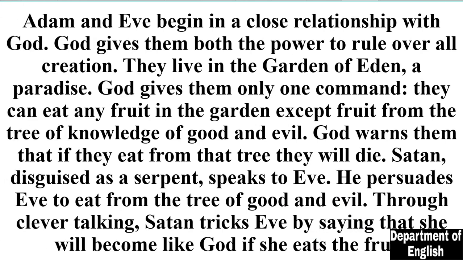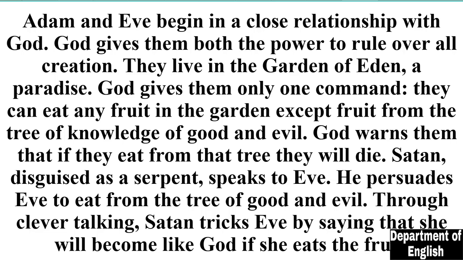Adam and Eve begin in a close relationship with God. God gives them both the power to rule over all creation. They live in the Garden of Eden, a paradise. God gives them only one command: they can eat any fruit in the garden except fruit from the tree of knowledge of good and evil. God warns them that if they eat from that tree, they will die.